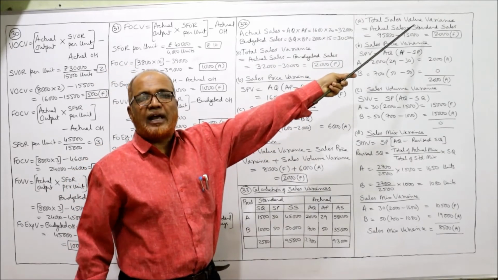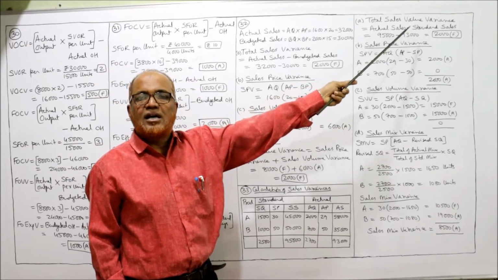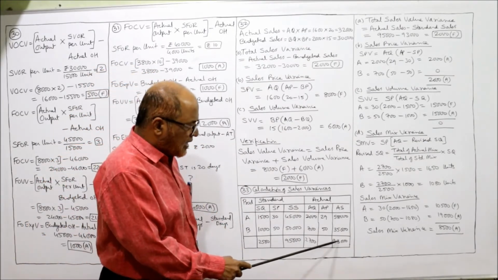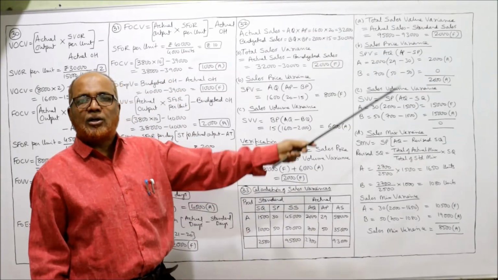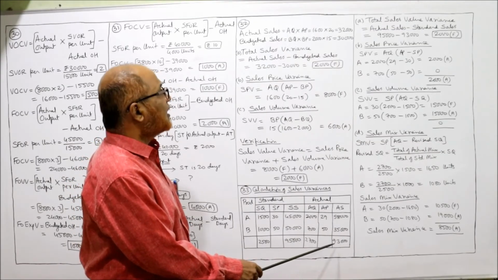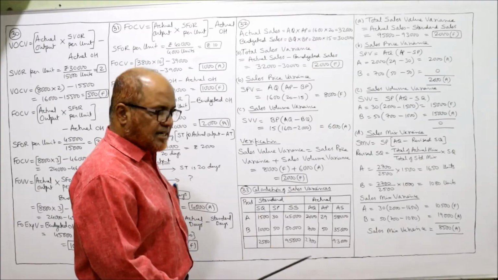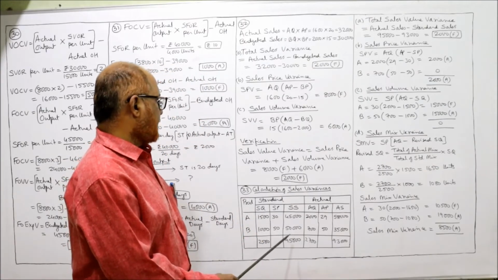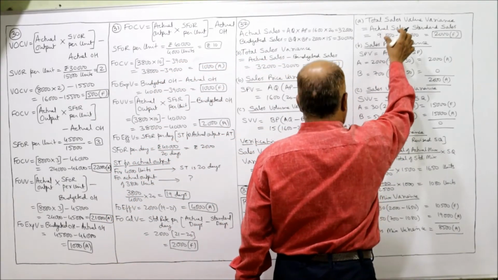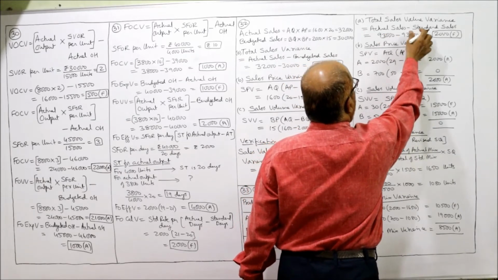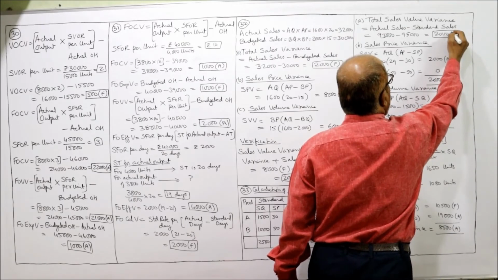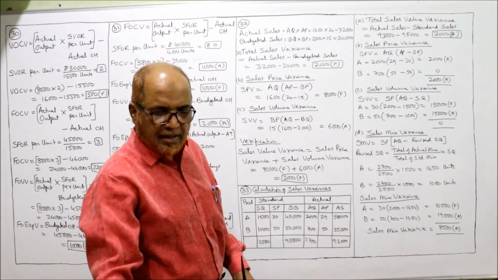First, total sales value variance. Total sales value variance is equal to actual sales minus budgeted sales. Actual sales are 93,000, budgeted sales are 95,000. So 93,000 minus 95,000. So 2,000 rupees adverse. We got 2,000 rupees adverse.